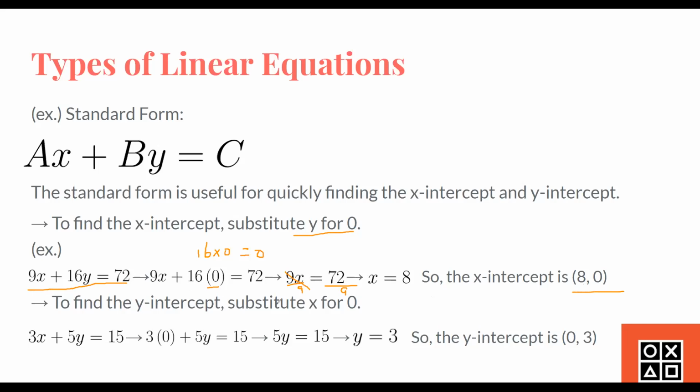And to find the y-intercept, you substitute x for 0. So remember that when you find the x-intercept, you substitute y for 0, and when you find the y-intercept, you substitute x for 0. So for example, 3x plus 5y equals 15. You substitute x for 0, so it would be 3 times 0 plus 5y equals 15. 3 times 0 equals 0, so you would not include this. 5y equals 15, and divide both sides by 5. Y equals 3. So the y-intercept is 0, 3.